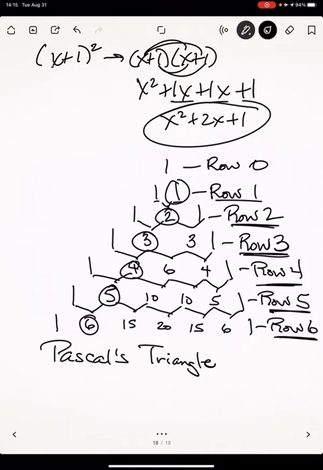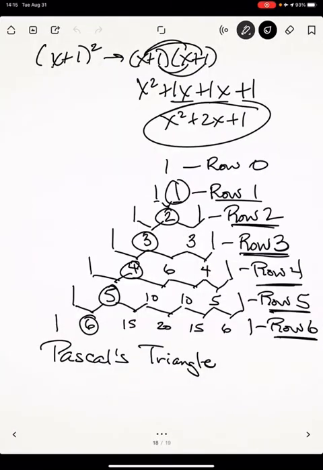So let's go ahead and work out a problem. I'm going to refer back to this pyramid in a minute. Let's go back to that problem we originally had, (x + 1) to the third power. We look at our exponent, and it's a 3. So that means we go back to our triangle, and we look for row 3.